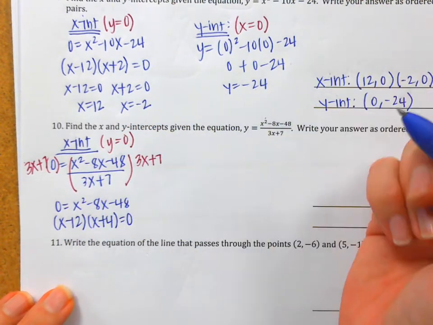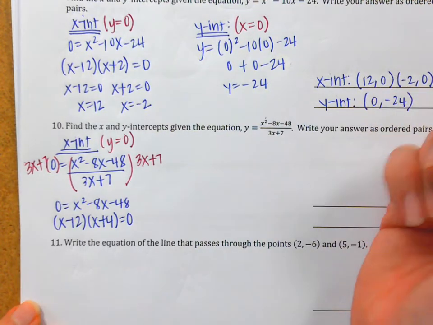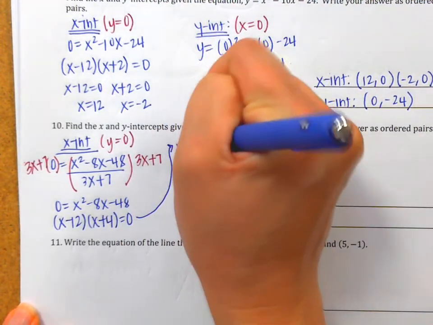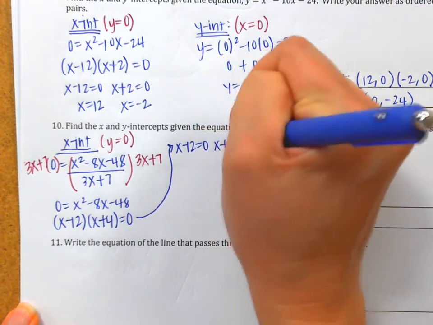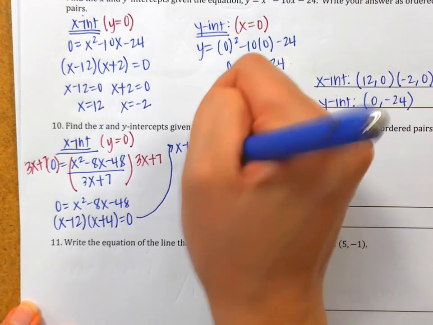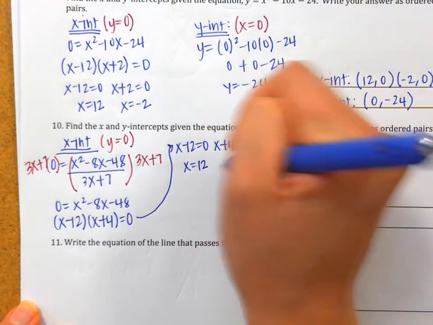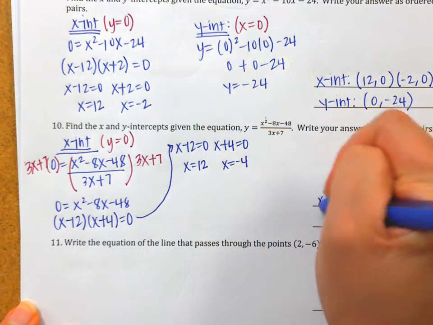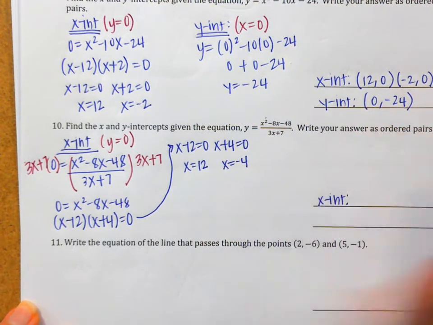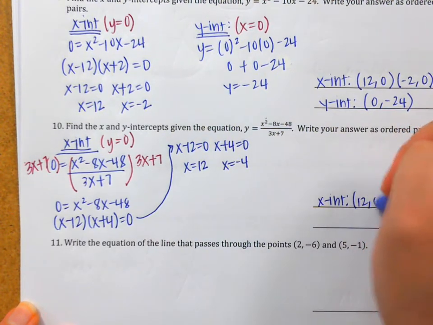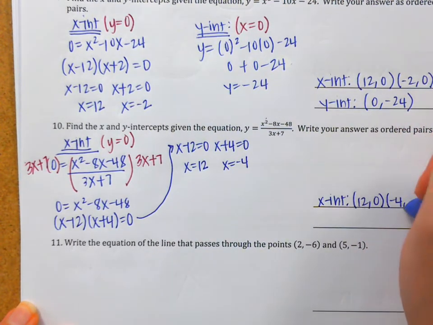Now that it's fully factored, I can set each factor equal to 0. I'm going to move that up here. So x minus 12 equals 0 and x plus 4 equals 0. Solve for both of them. I get x equals positive 12 and x equals negative 4. So for my x-intercepts, we know my x values, and my y values are always 0: 12, 0, and negative 4, 0.